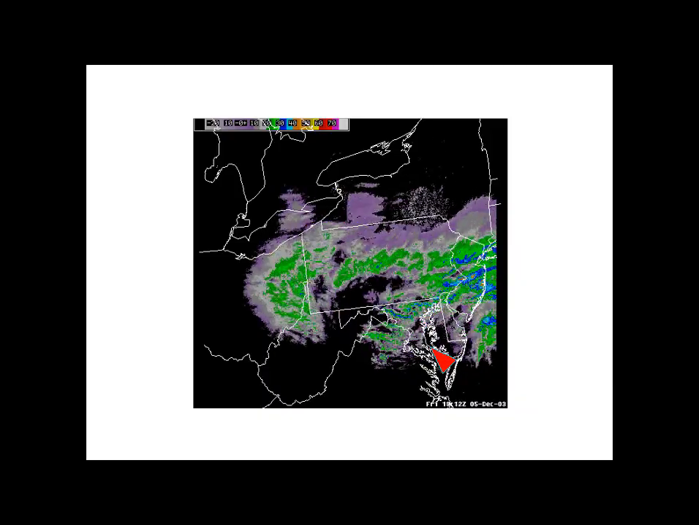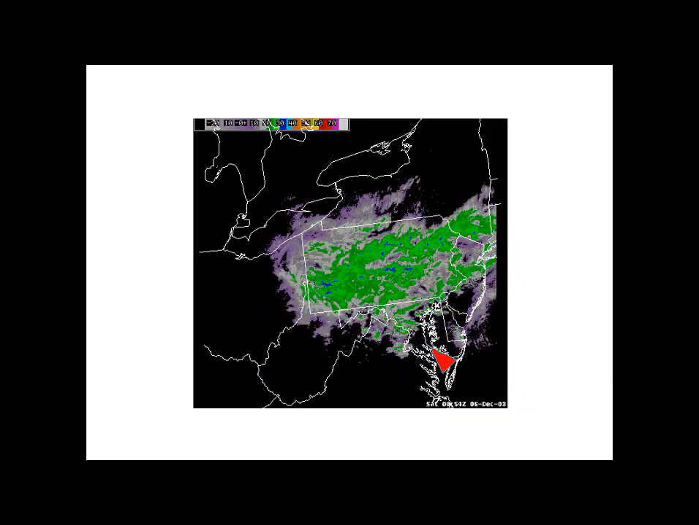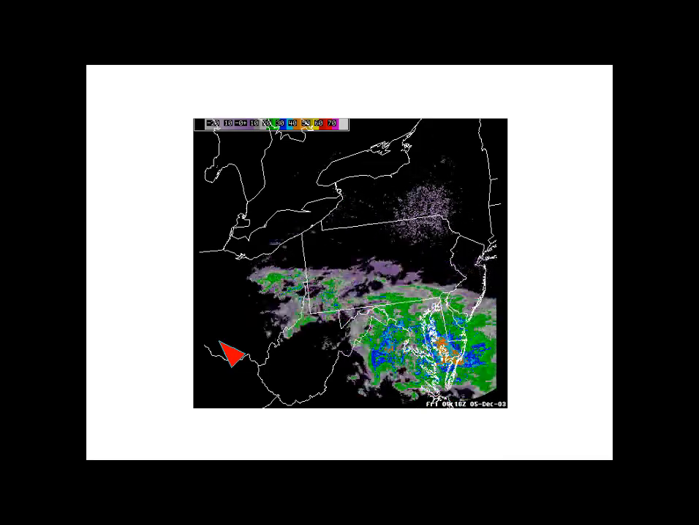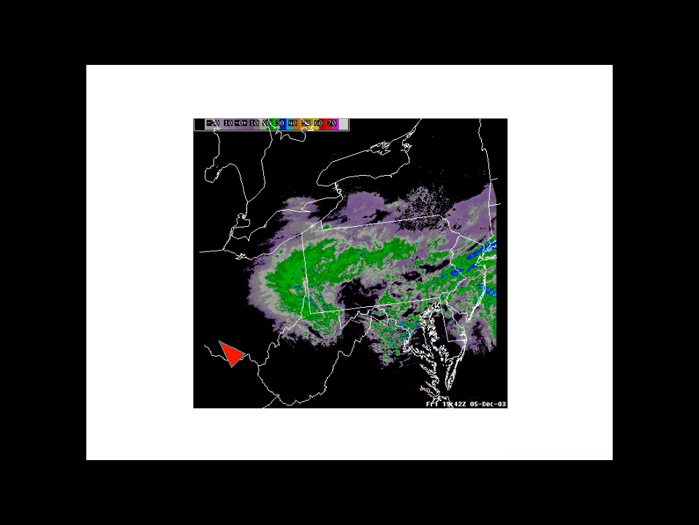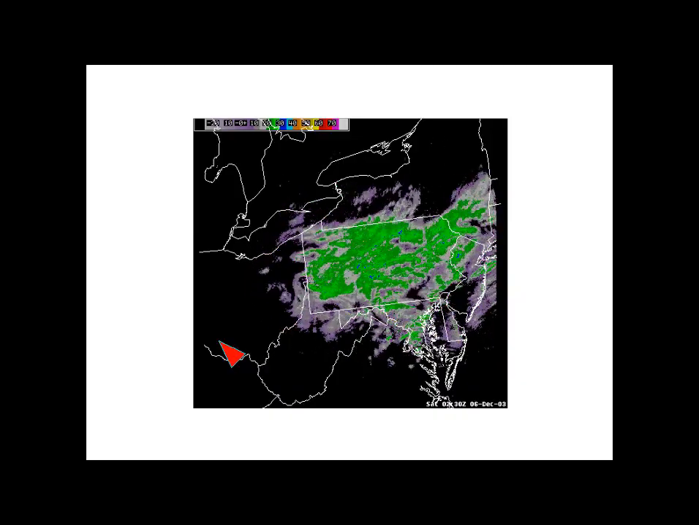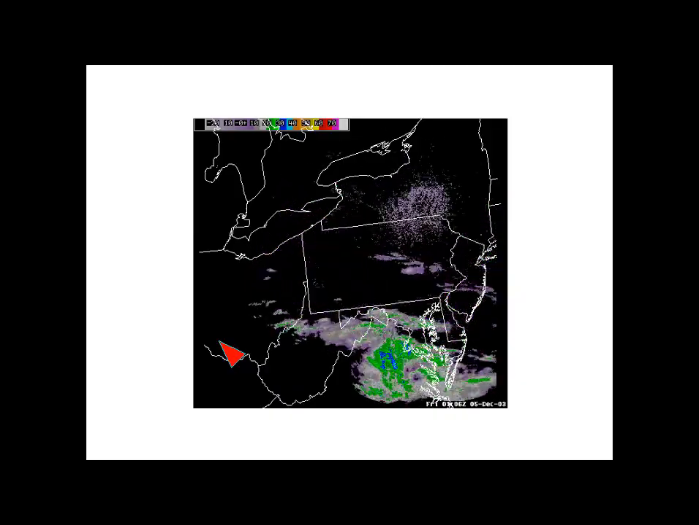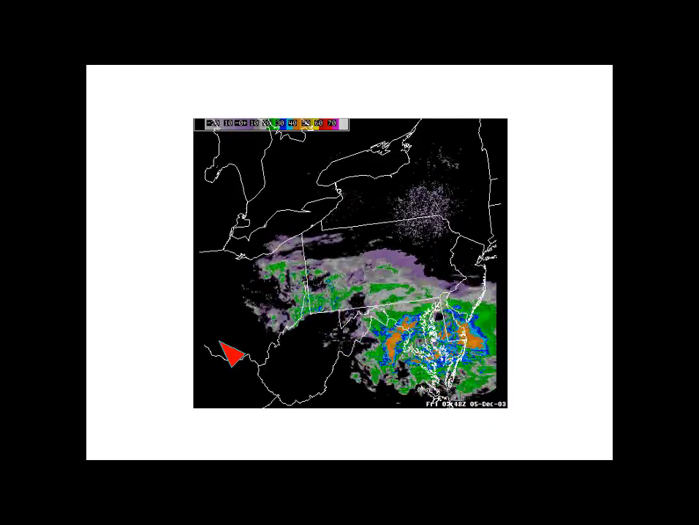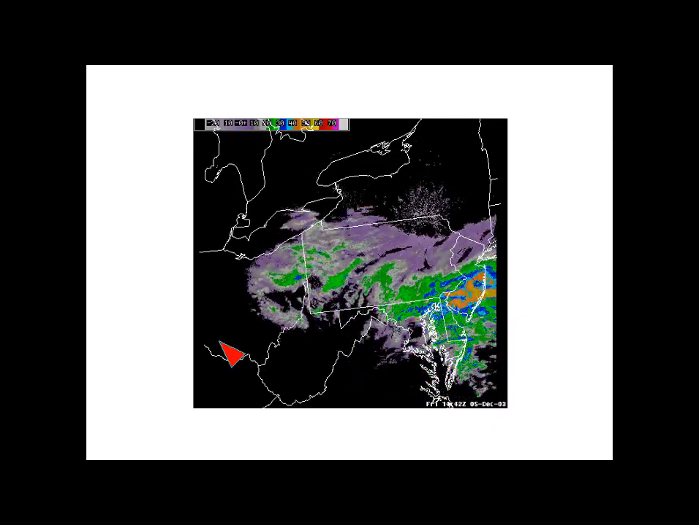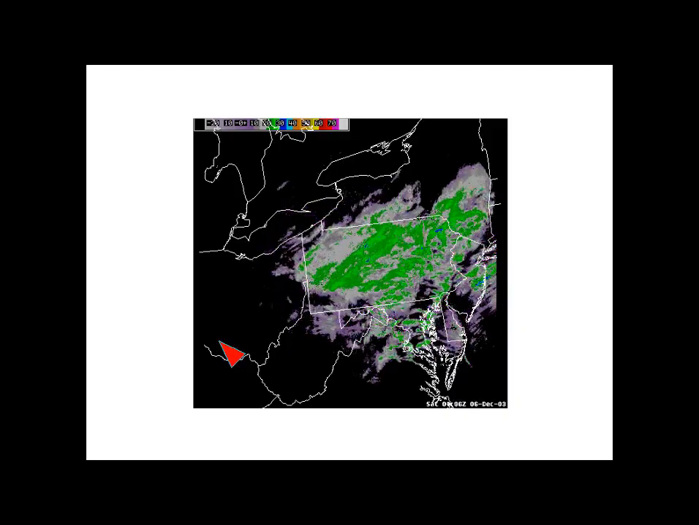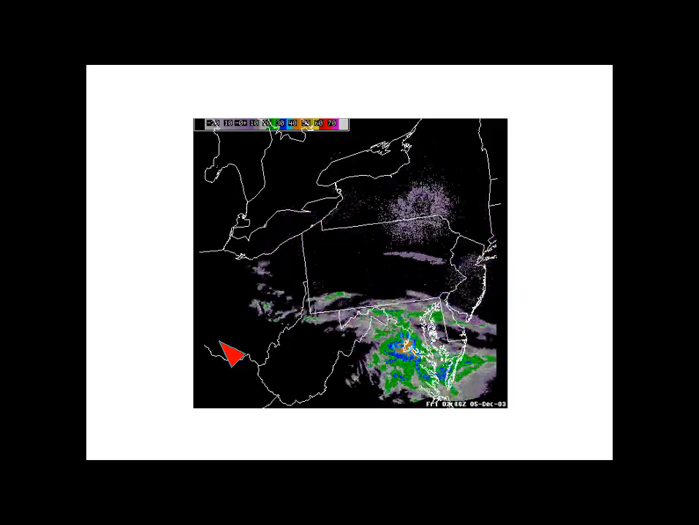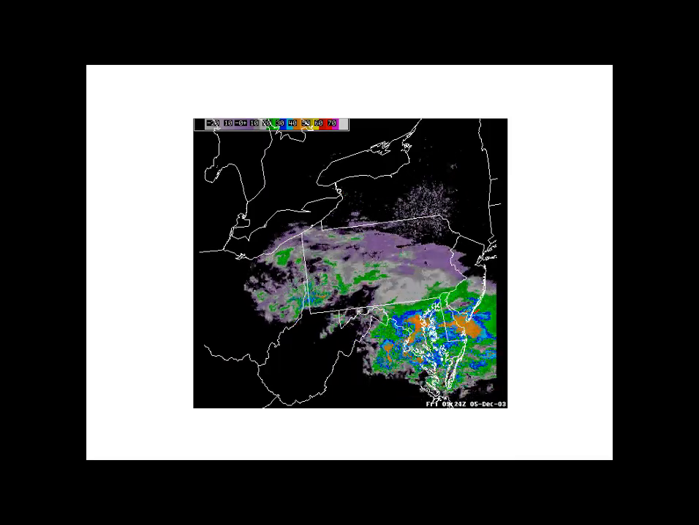The other thing I want to point out is this shear zone. Remember, we tracked it there across Ohio, and we'll see by the end of this loop, it'll move out of Ohio into West Virginia, right around there, into Pennsylvania, and you can see a definite enhancement to the precipitation echoes there across West Virginia and Pennsylvania, right around there. Now, we'll be monitoring that as it makes its way towards the coast here.